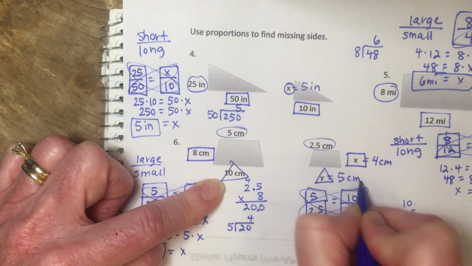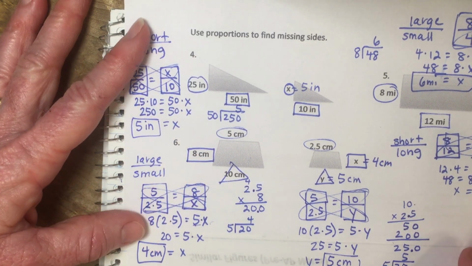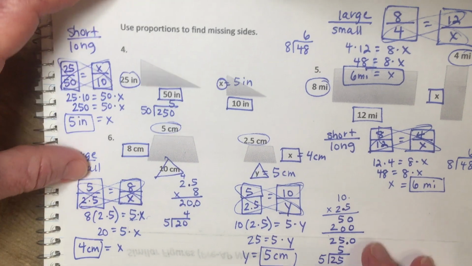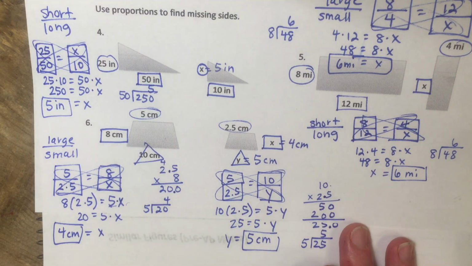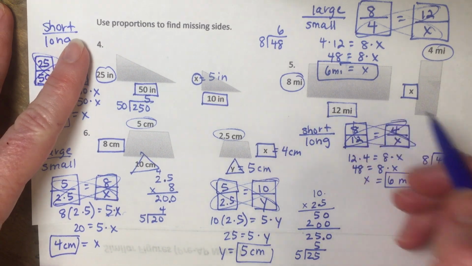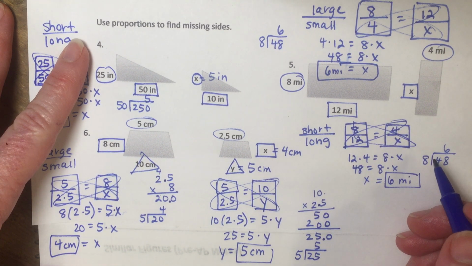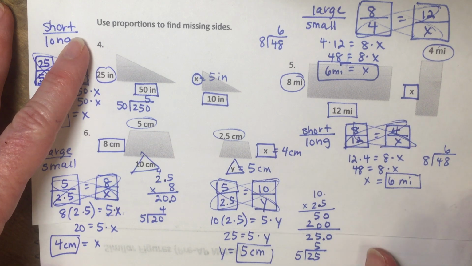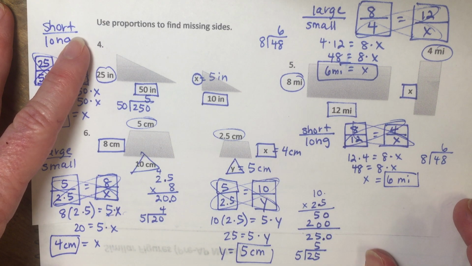All right, so again, we're using proportions in this video to solve problems that have missing sides. When two similar figures are being used, you can use what you know about their corresponding sides to write a proportion and then solve.